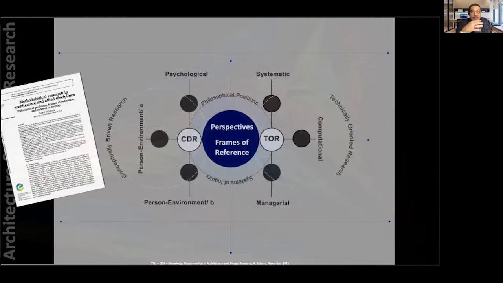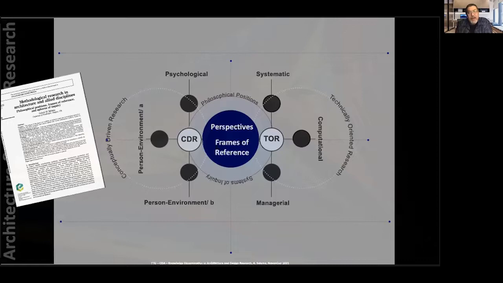Within the preceding three positions, when reviewing more than 60 years of architecture and design research, we can find that there are two generic types: technically oriented research and conceptually driven research. Technically oriented is more empirical and more focused on empirical investigations. Conceptually driven research is driven by theories and ideas as they relate to the use and production of built environments.